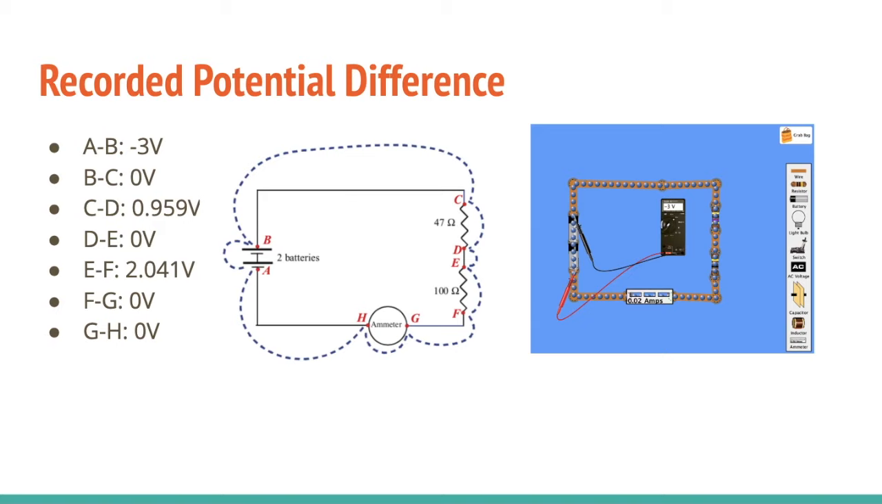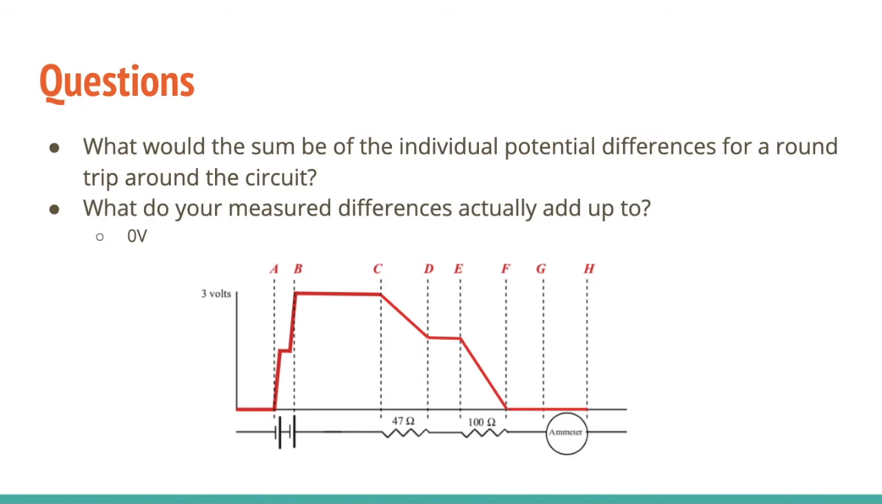Based on the model given to us in the lab diagram, to measure each point A through H, I found that the potential differences between A and B were negative 3 volts, between B and C 0 volts, C and D 0.959 volts, D and E 0 volts, E and F 2.041 volts, F and G 0 volts, and G and H also 0 volts. And when summed, I found that they did equal 0. My measured differences added up to 0.